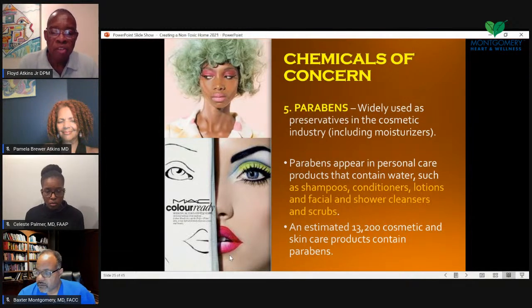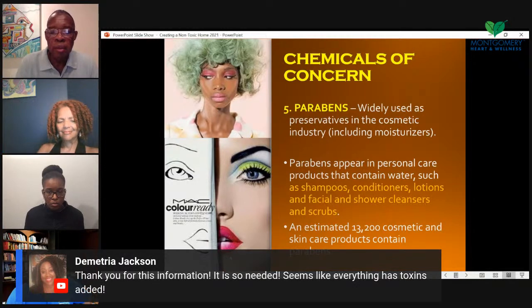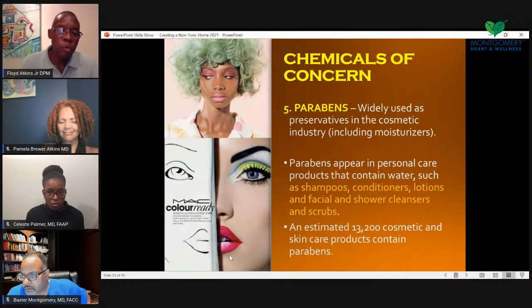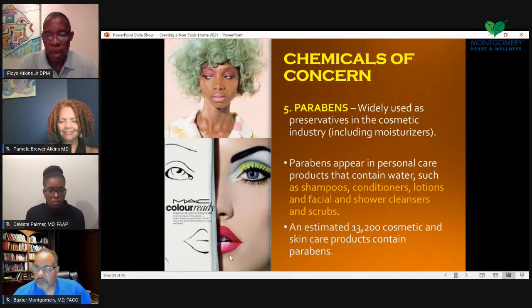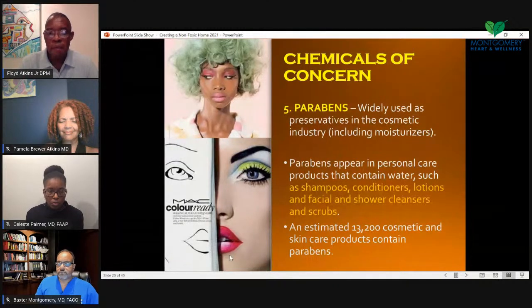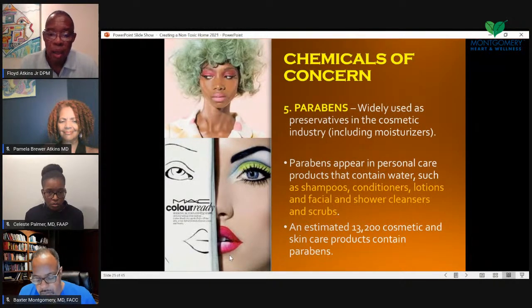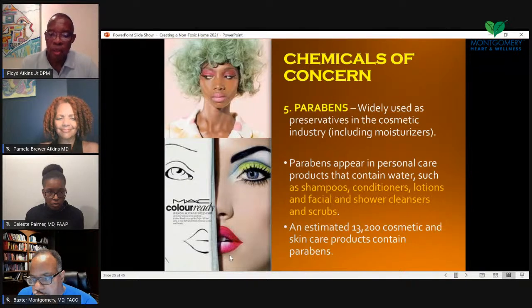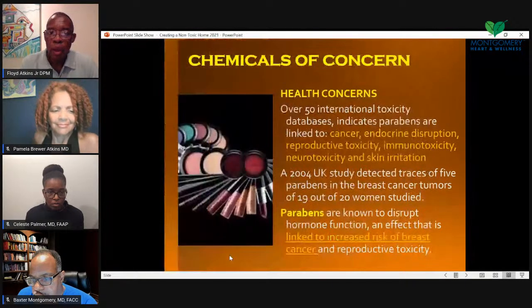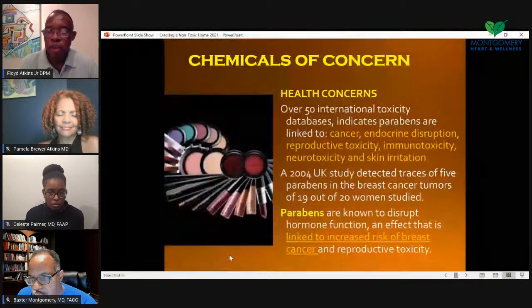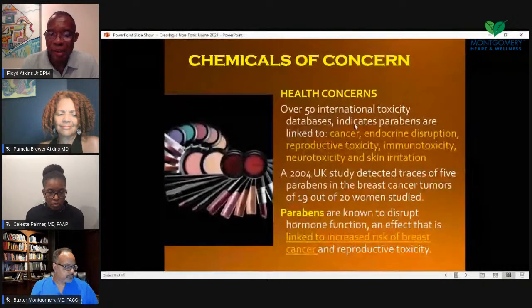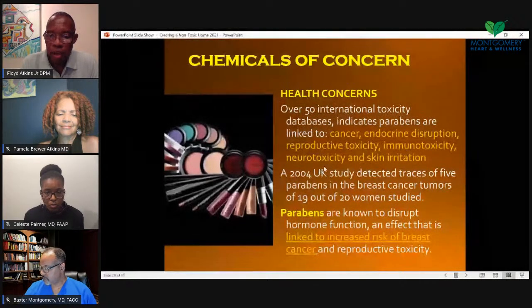And it's in almost any cosmetic, any shampoos, foods, every place, because the government has allowed it to be used as a way to preserve foods. And it's not for health, it's for preserving food so they won't lose to spoilage and lose money. Parabens appear in personal care products that contain water, such as shampoos, conditioners, lotion, face and shower cleansers and scrubs. An estimated 13,000 cosmetics contain parabens. Over 50 international toxicity databases indicate parabens are linked to cancer, endocrine disruption, reproductive toxicity, immunotoxicity, neurotoxicity, and skin irritation.